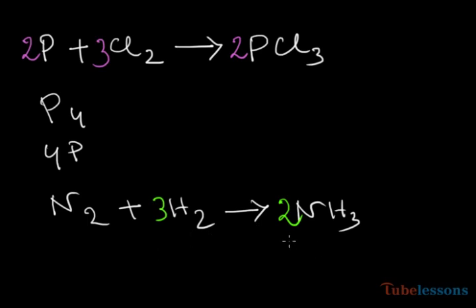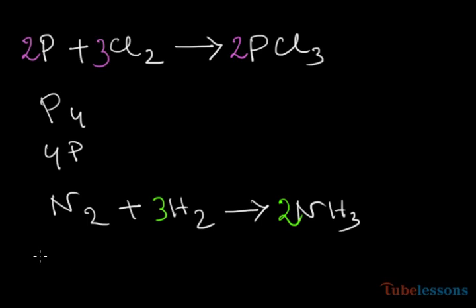And in the right hand side, the number of nitrogen atoms is 2. In the left hand side, it is also 2. Because one molecule of nitrogen, where 2 is written in the right hand side of nitrogen, represents 2 atoms of nitrogen. Therefore, the equation is balanced. N2 plus 3H2 gives 2NH3.